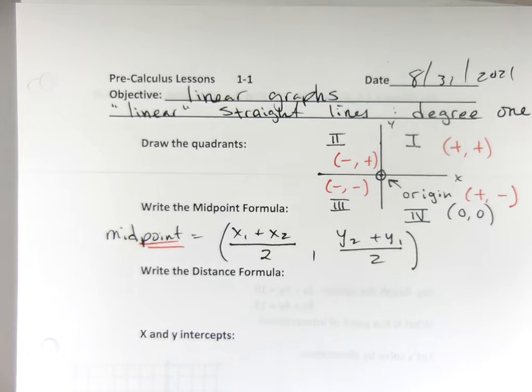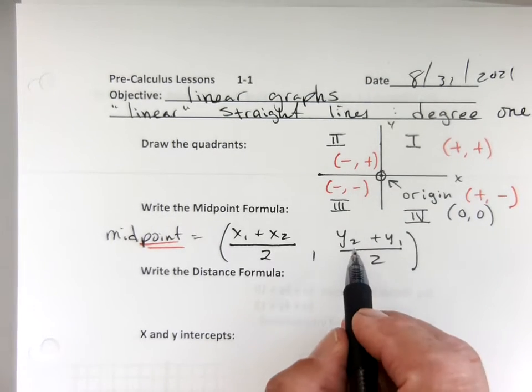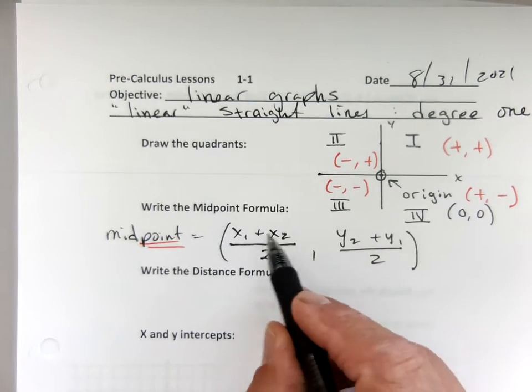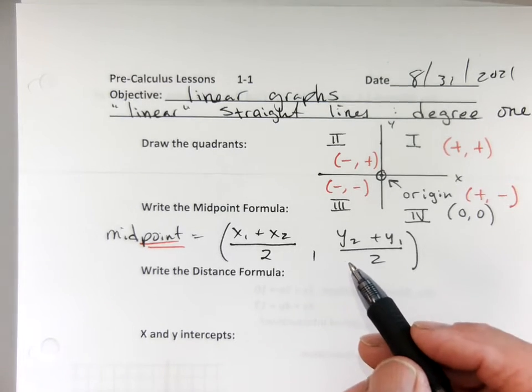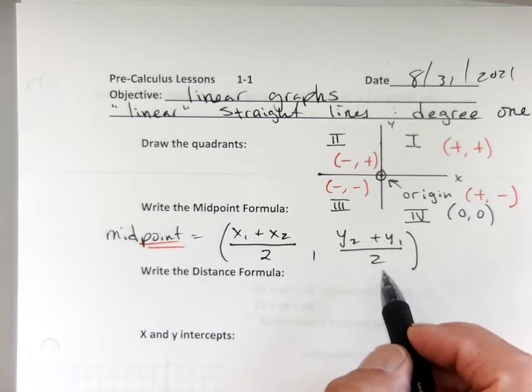Wait, so you don't do y1 and y2 in the same order? Oh, I did do it in the opposite order. It doesn't matter for the opposite order. I did it that way on purpose because it doesn't matter, does it? Good observation. Thanks, Lauren. You add the x's, divide by 2, add the y's, divide by 2.